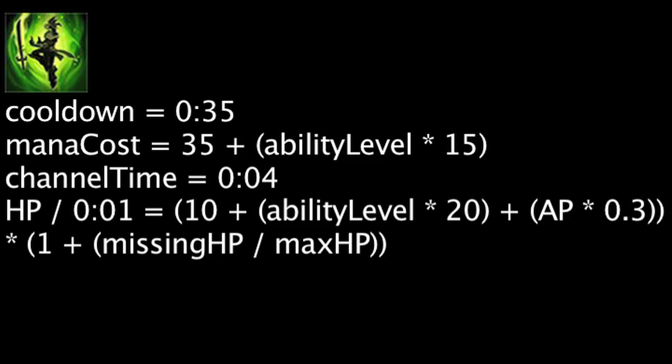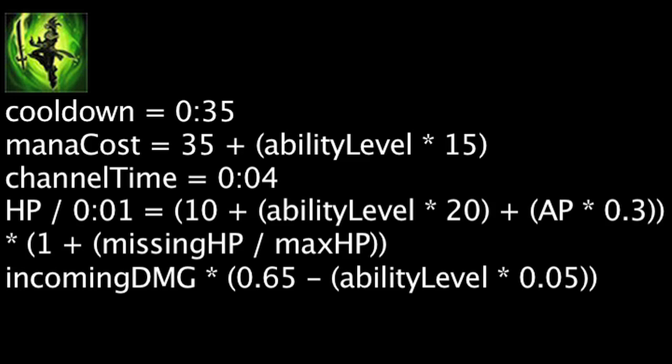While channeling, the incoming damage will be multiplied by 0.65 minus 0.05 times the ability's current level. The damage reduction will be halved if the incoming damage is from a tower.